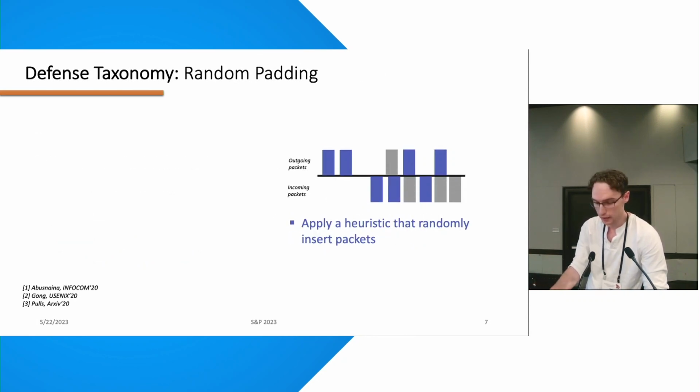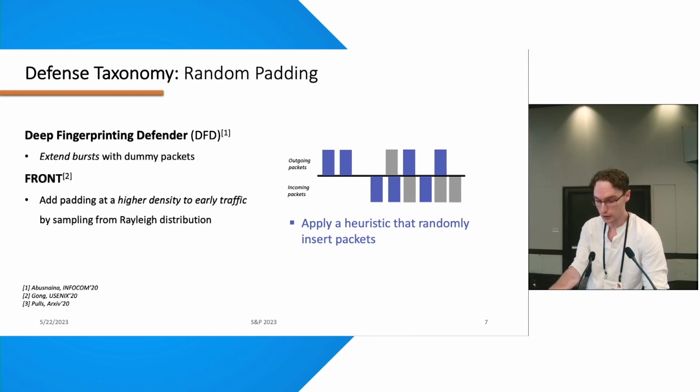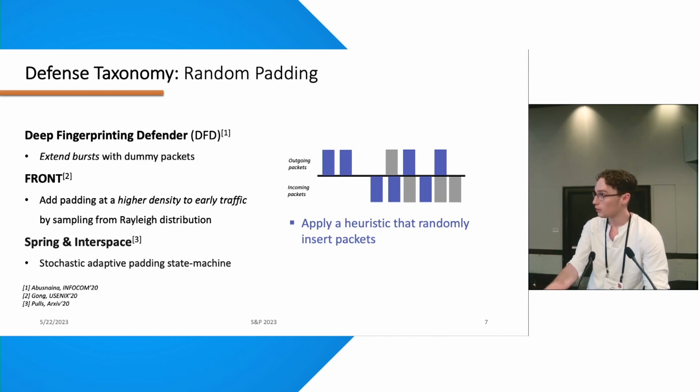So next we have a very popular defense strategy where we only insert fake cells into a flow using some sort of stochastic heuristic. This helps to avoid page load delays that would impact the user experience. And we have 4 defenses that fit here. The first, Deep Fingerprinting defense, uses packet insertions to extend the size of directional bursts by a random percentage of the burst size. Front uses targeted insertions to add a higher density of dummy traffic to the early portions of a website load. And Spring and Interspace defenses utilize a state machine to adaptively insert cells into gaps within traffic.